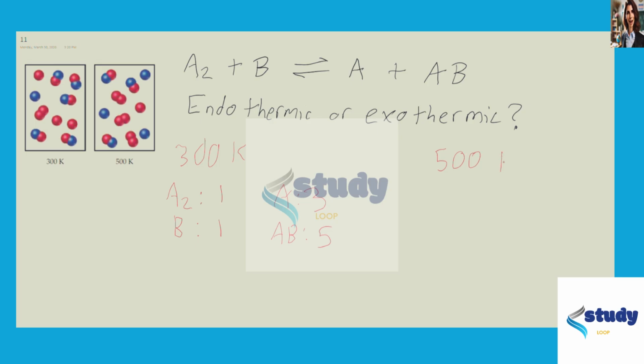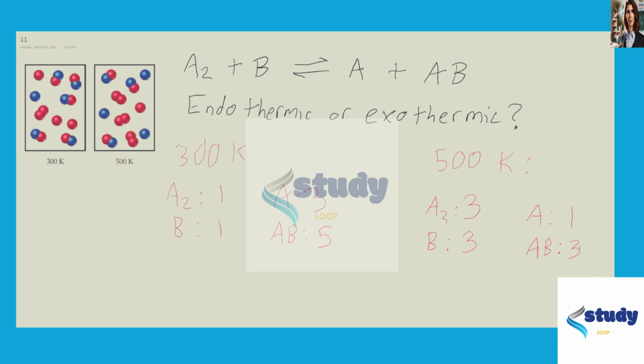Now let's take a look at 500 K. This time we can see there are 3 molecules of A2, 3 atoms of B, 1 single A atom, and 3 molecules of AB.